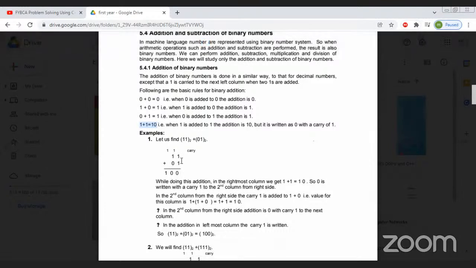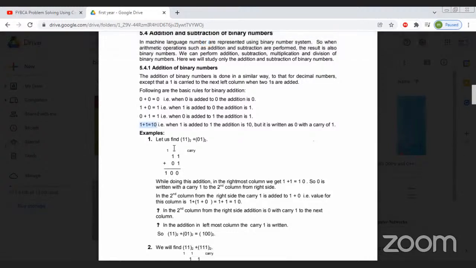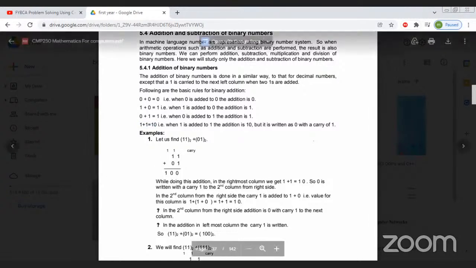1 1 plus 0 1. So 1 plus 1, what is it? 10. So I write 0 over here and 1 is carried over here. Now again 1 plus 1 is 10, we know. But according to our method, we write 0 over here and 1 is carried over here. After this, we shift this 1 to the downside. Then it becomes 100. Understood?